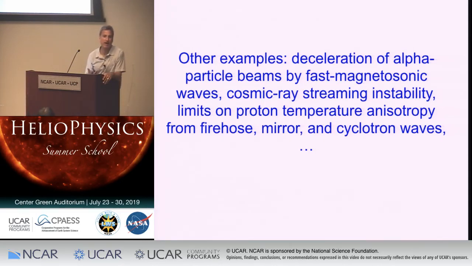You can also use the same type of argument to understand the instability limits, the instability threshold for the parallel speed of an alpha particle beam. You can also use similar arguments to understand, not necessarily derive instability criteria for, but proton temperature anisotropy instabilities and limits on proton temperature anisotropy from fire hose, mirror, and cyclotron waves.